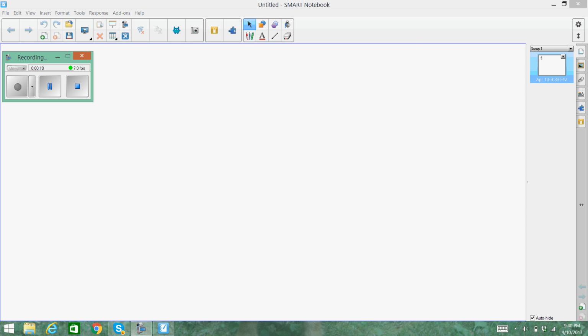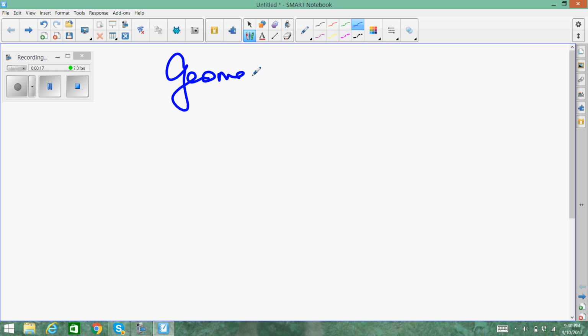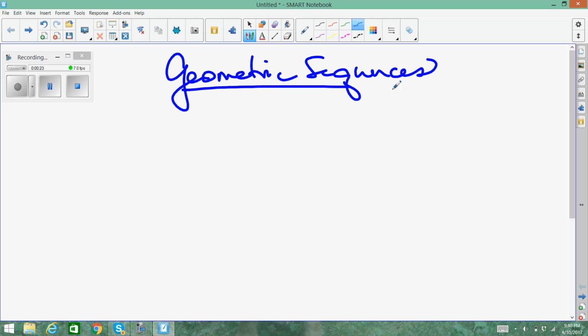usual. Tonight, we're going to talk about geometric sequences. Okay, so geometric sequences are unlike arithmetic sequences in that rather than a common difference between the terms, there is a common ratio between the terms.